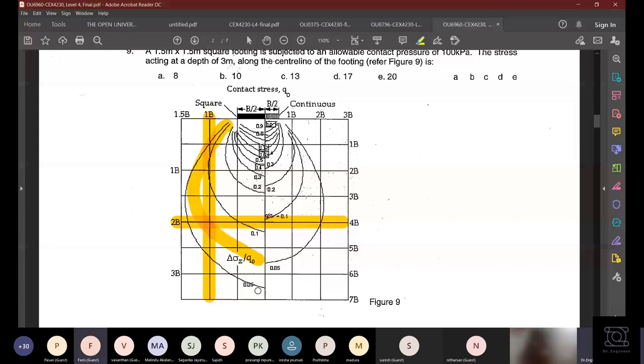Anyone having issues? How do you go 2B in the horizontal line? So you know the depth is 3 meter, right? They have said the depth is 3 meter. So I selected the value for B as 1.5. So if B is 1.5, that is 2B. 2B is 3.